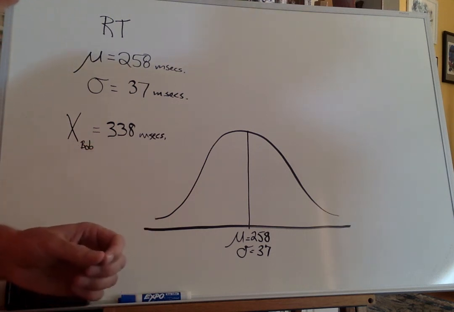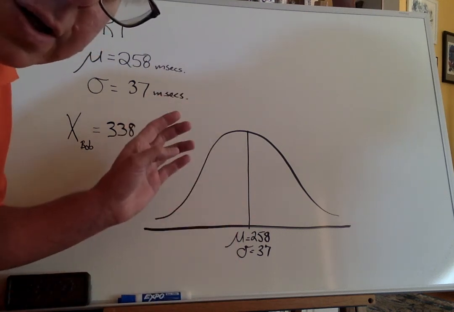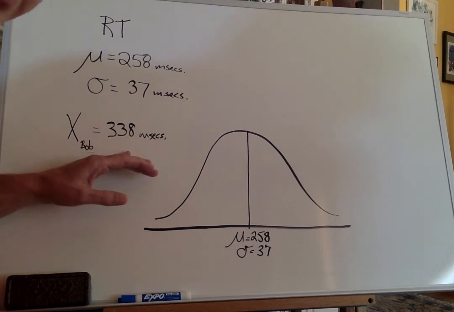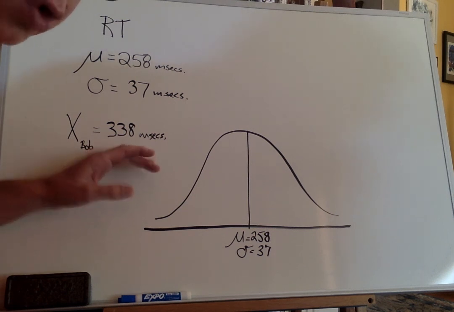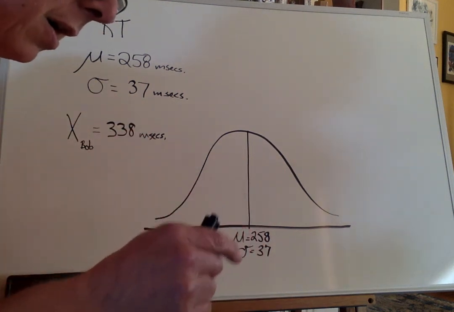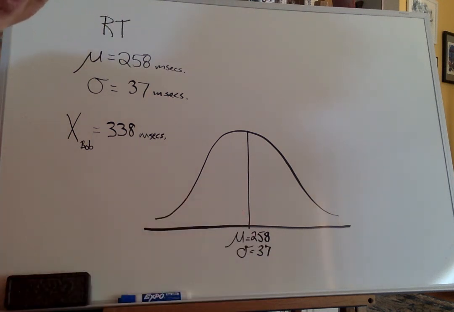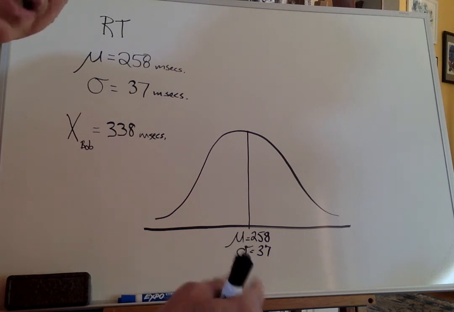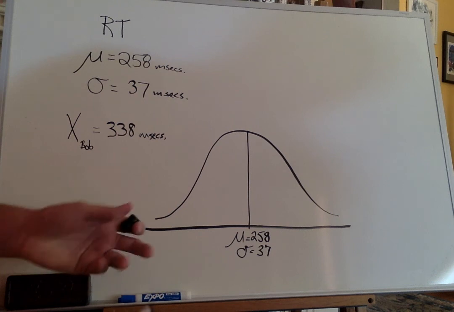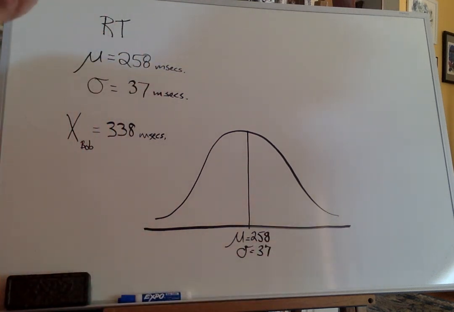What am I getting at here? Well, Bob is pretty slow. Remember, reaction time is just like running around the track. The higher your score, the slower you are, right? 258 milliseconds to hit the bar. Bob's taking 338 milliseconds to hit the bar. Slower. Higher scores in this case mean slower. Lower scores would mean faster, okay? Well, let's take a look, because this isn't just an opinion, right?